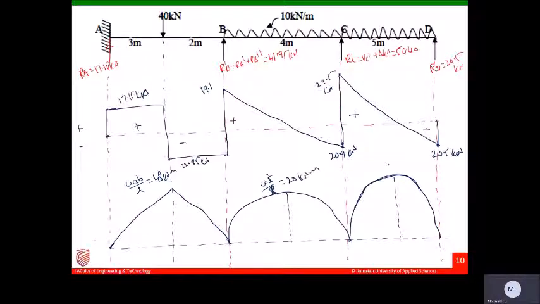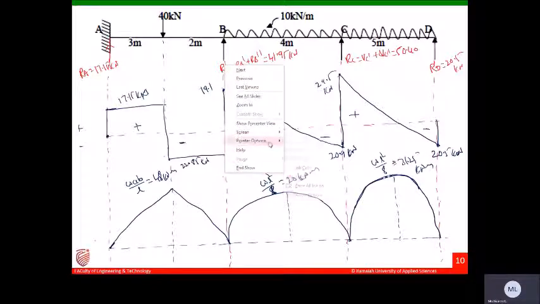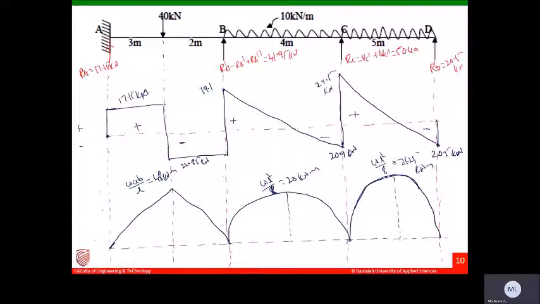Similarly, this is WL square by 8. You will get 31.25 kilonewton meters. So this is the case. Okay. This is due to loading. Now I have drawn the bending moment diagram due to the loading. Now let us draw due to the support moments.